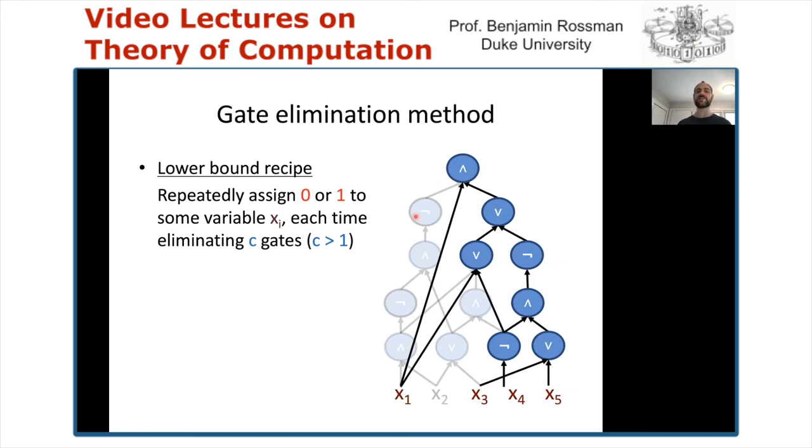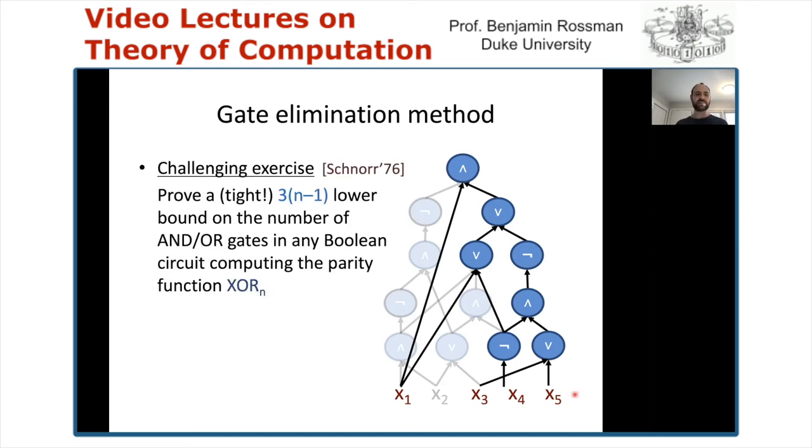So assuming you could do this, eliminate at least c gates for at least a constant fraction of the time, this would give you a lower bound, say cn, if you could always do this. And I'll leave it as an exercise to show that, using this exact method, you can prove a tight lower bound of 3n minus 3 on the number of AND and OR gates in any Boolean circuit computing the parity function. We already saw earlier that 3n minus 3 is an upper bound, and you can prove that this is exactly tight using this simple argument. So this is the gate elimination technique.